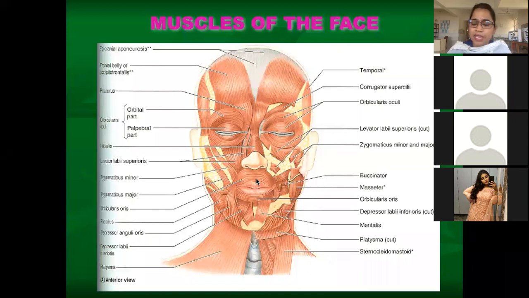Once again I'm repeating it. What is this muscle called? Levator labii superioris alaeque nasi. Clear all of you? Everyone, can you remember this? Yes, ma'am. Right.